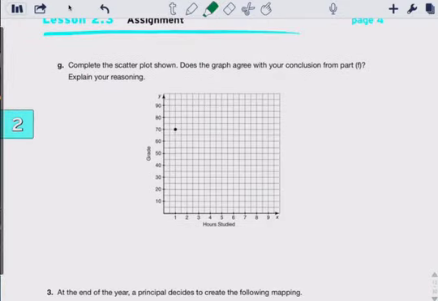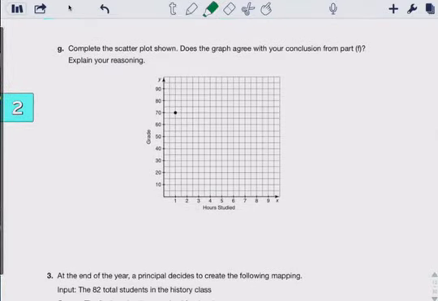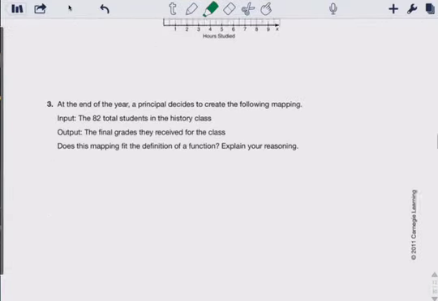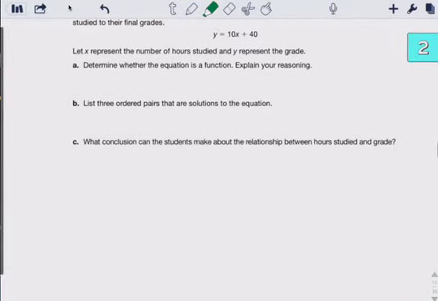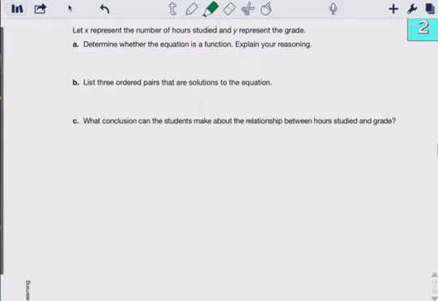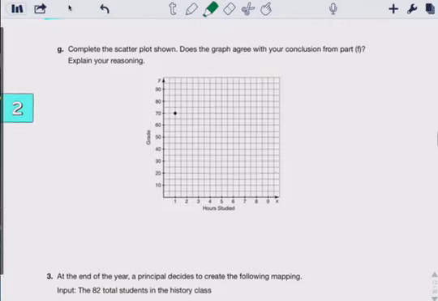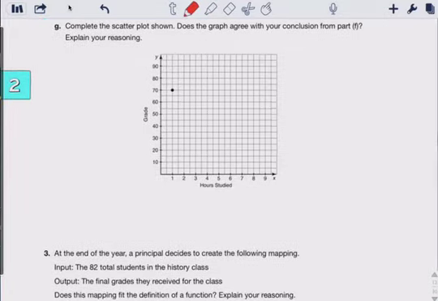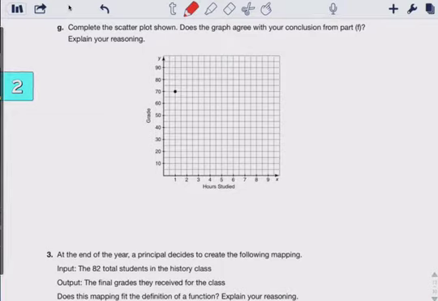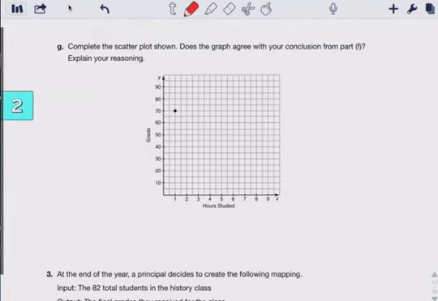Okay, next page. Alrighty. Let's just repeat the same thing over. Well, you guys know how to do this. By the end of the year, the principal decided to create the following mapping. Input. Well, complete the scatter plot. Does the graph agree with your conclusion?